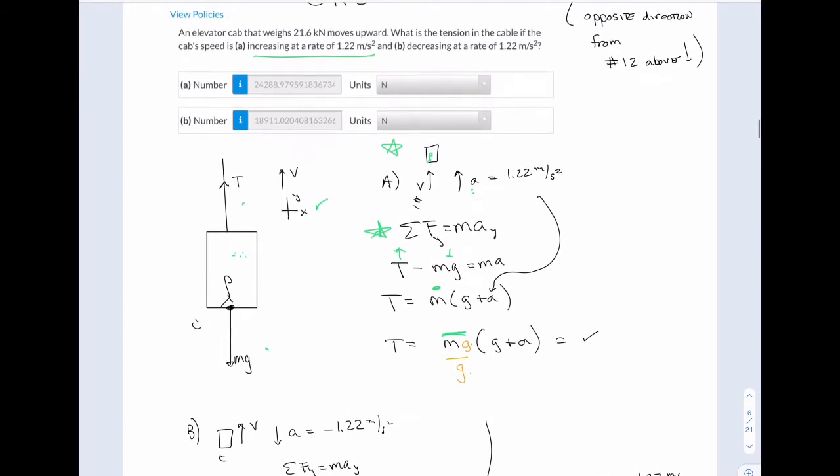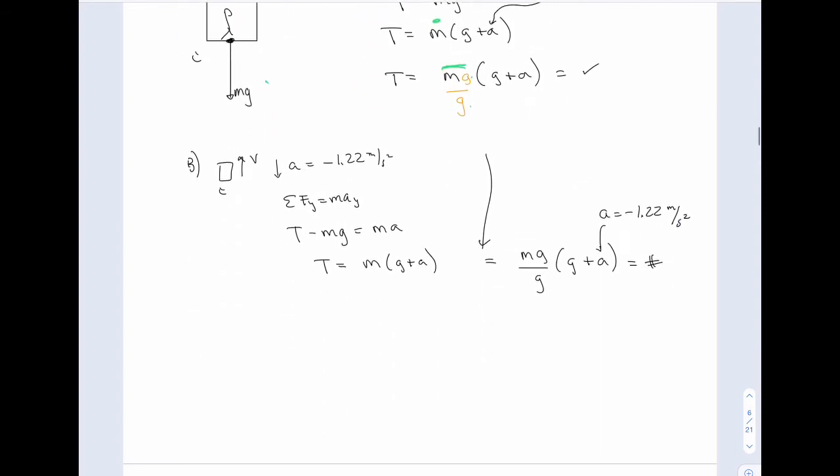Now, next one is it's still going upward, but the speed is decreasing. This is like an elevator coming up to the top floor and it's slowing down. So for part B, the speed is decreasing. That says that the acceleration points downward. So in part B, I drew the elevator, still headed up, but it's slowing down. The speed is decreasing. That's why the acceleration points downward.